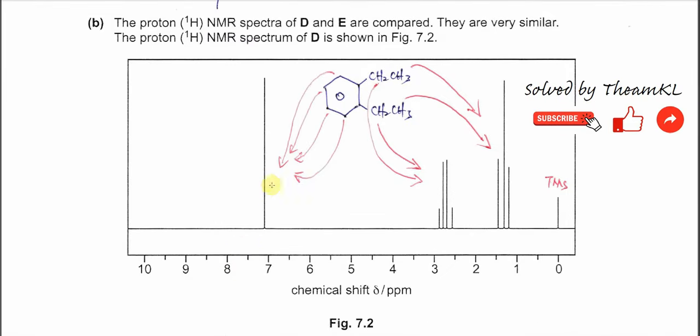Okay, part B. So this is the proton NMR spectrum of D. It has 3 signals, around 1.3, 2.7, and 7. There are a triplet and a quartet, and this is a multiplet, which is the protons in the benzene ring. But in this NMR it shows a singlet. This is alright.